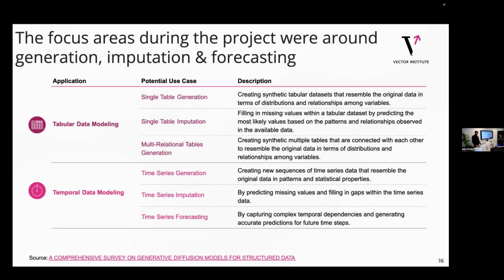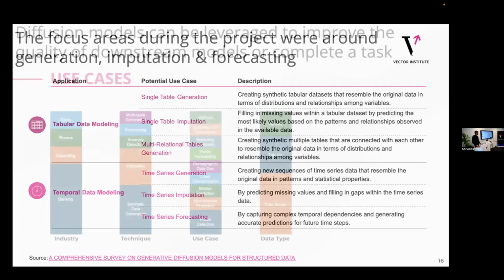From this, we came up with the following. These were the applications that we looked into during the actual lab, and they were primarily around, as we said, tabular and time series data, but focused on things like generation. Can we generate whole new data sets? Imputation: can we figure out missing values within the data sets? And then forecasting. Can we actually forecast future values?